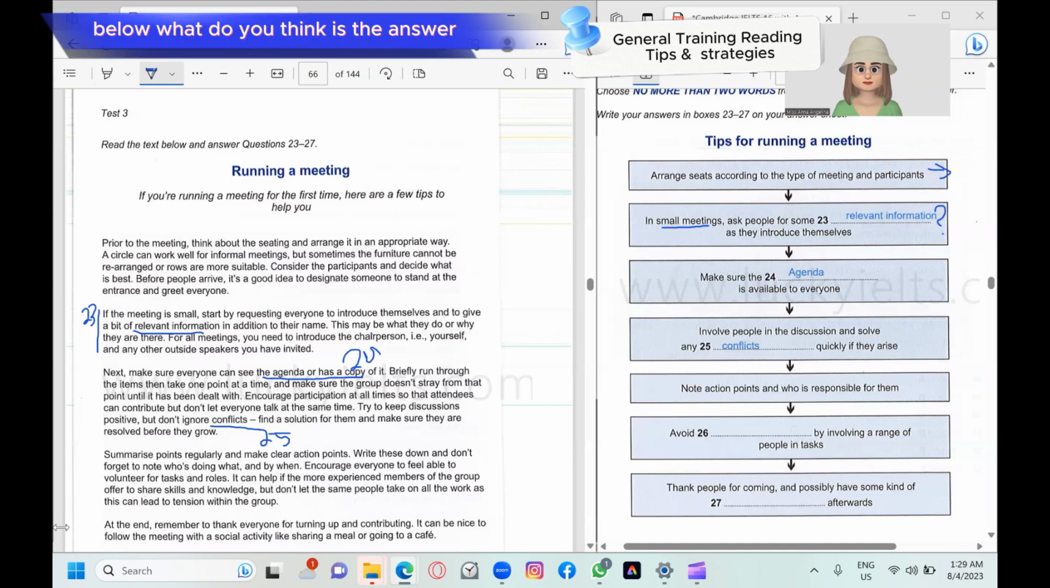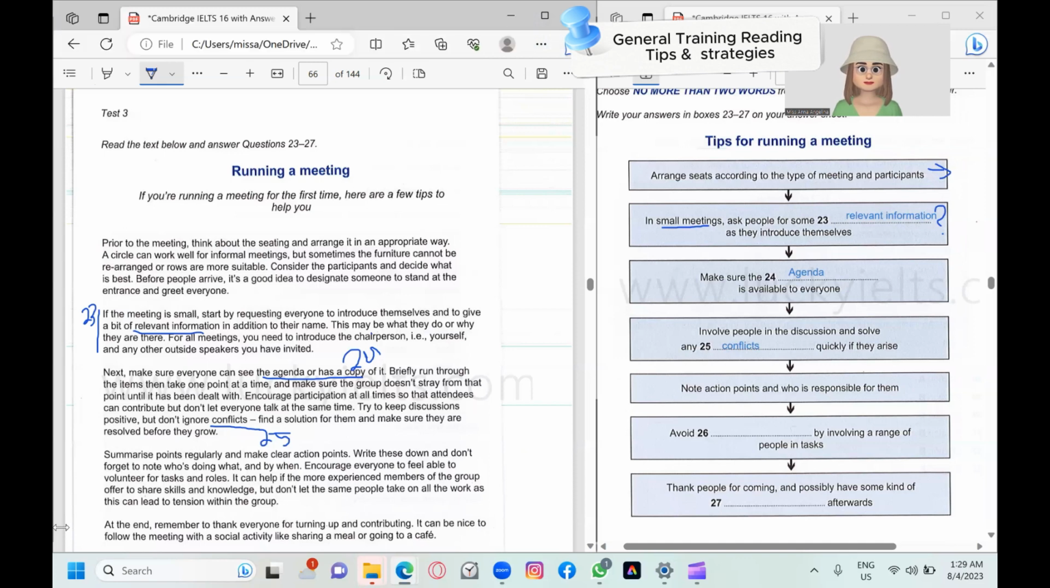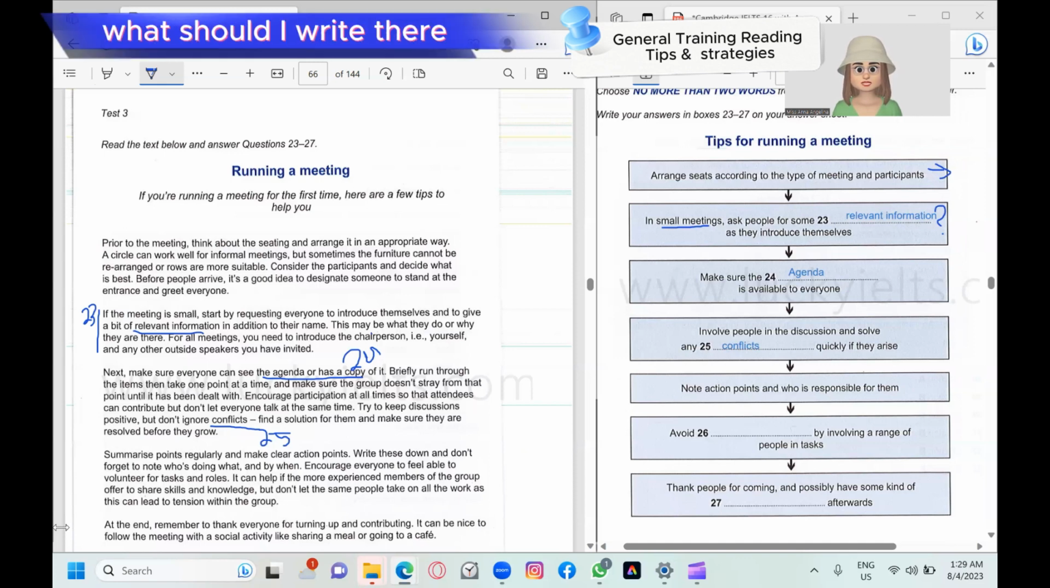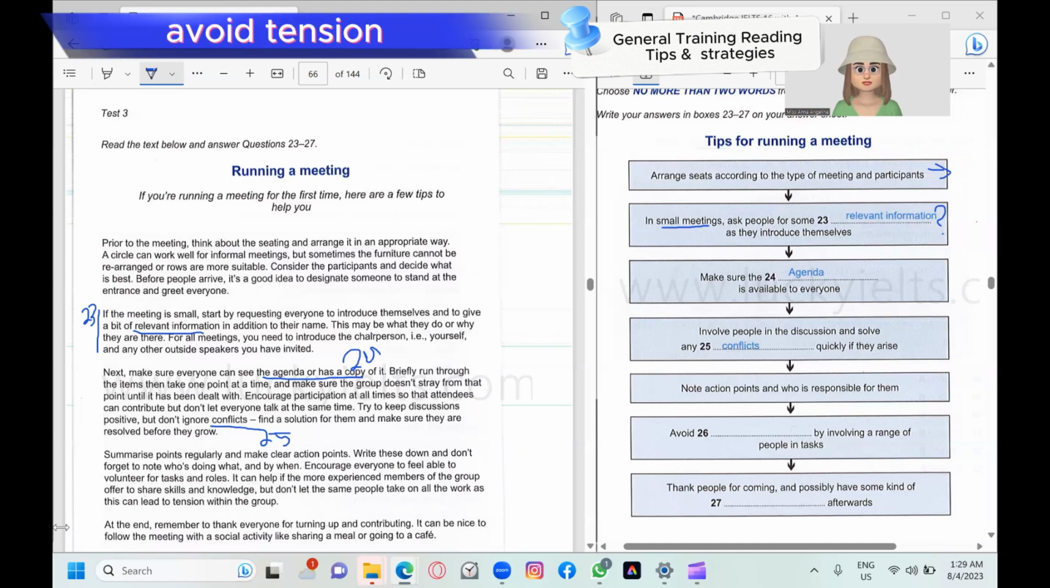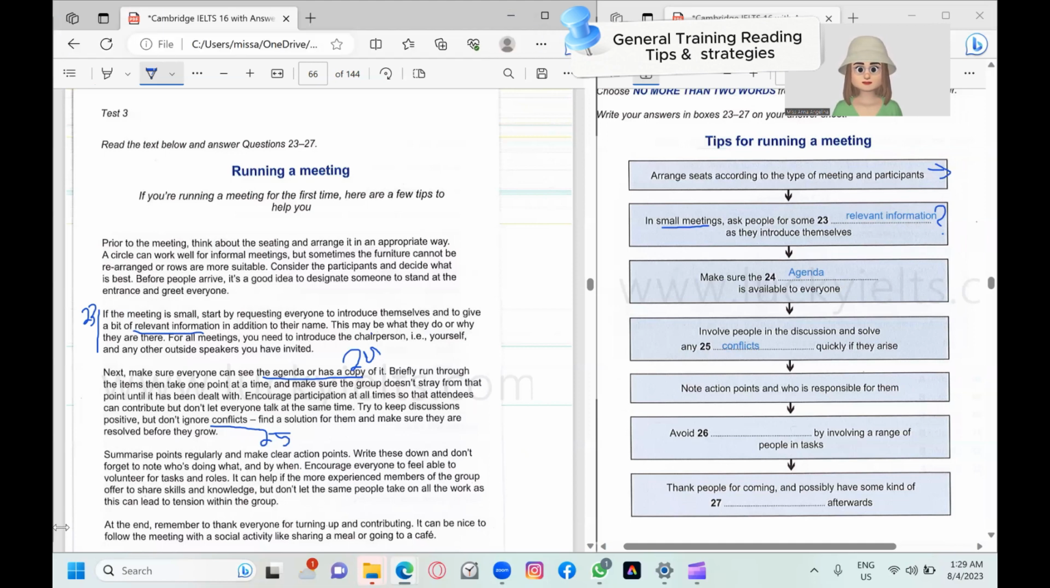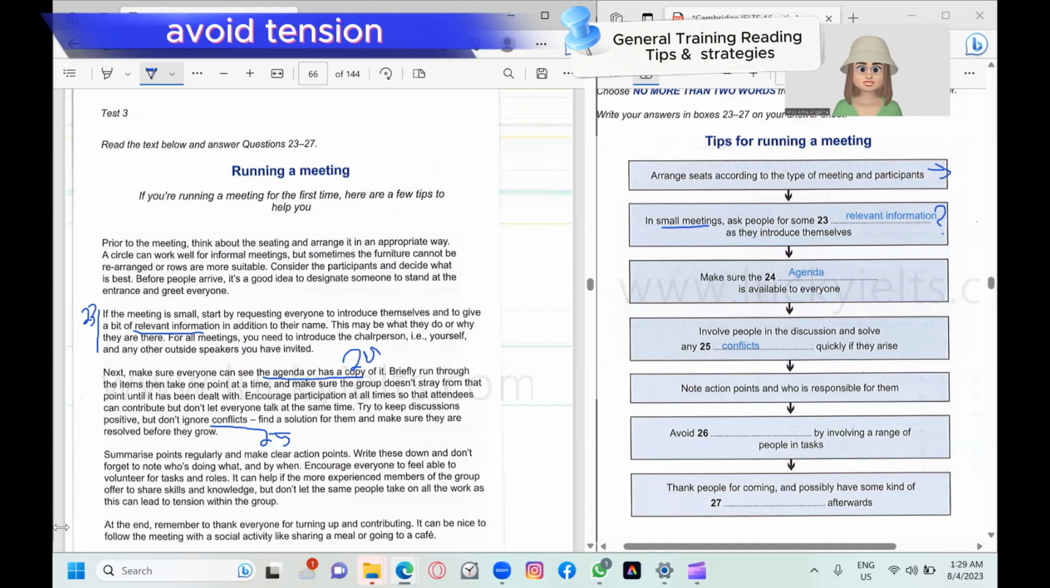Bilal, what do you think is the answer? Experienced member. Avoid experienced member by involving a range of people in tasks. These two words, what should I write there? It can help if the more experienced members of the group offer to share skills and knowledge, but don't let the same people. So wait, I'm thinking. How can you avoid tension? Avoid tension by involving a range of people in the task.